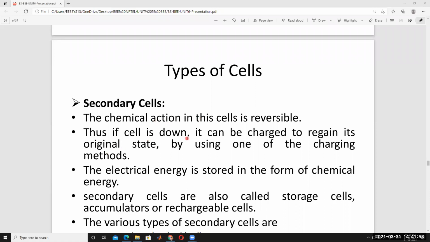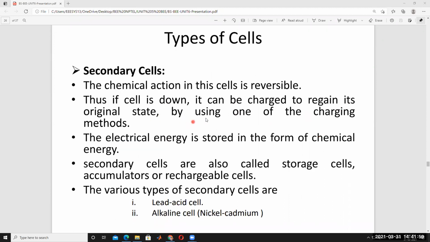Thus, if the cell is down, it can be charged to regain its original state by using one of the charging methods. Secondary cells are nothing but rechargeable batteries. Reuse is possible once discharging is completed, by charging again. Different charging methods are there.